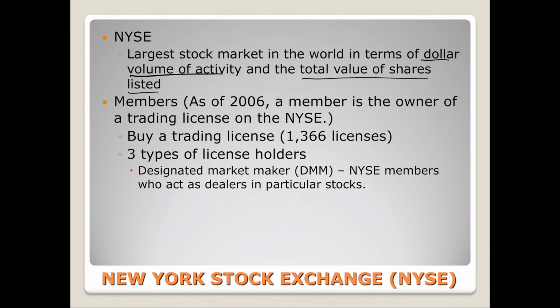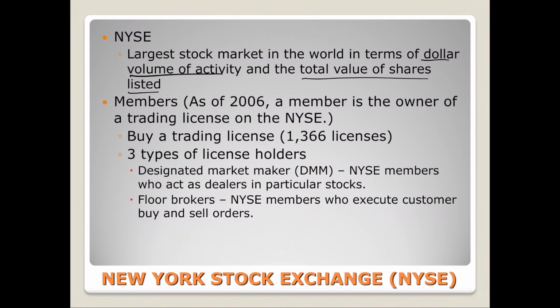The first is what is called a designated market maker. So these are members who act as dealers in particular stocks. Each stock has their own designated market maker. It used to be known as a specialist. And what they will do is they will continually post updates on the bid prices and the ask prices of that particular security. Then you will have your floor brokers, who are members who execute customers' buy and sell orders. So these are your brokers bringing together the buyers and the sellers and executing these trades.